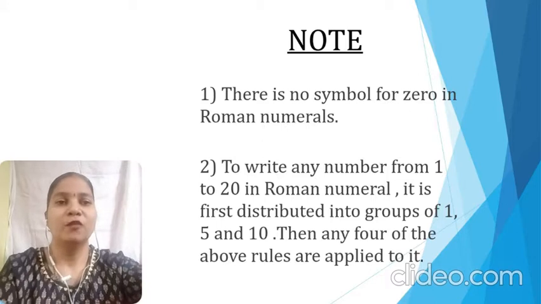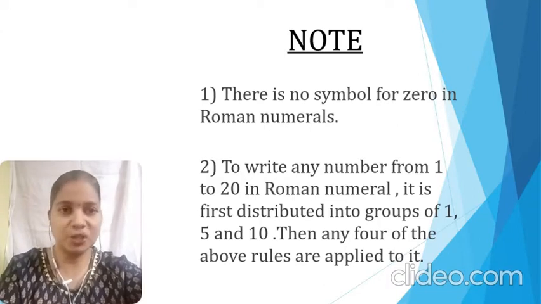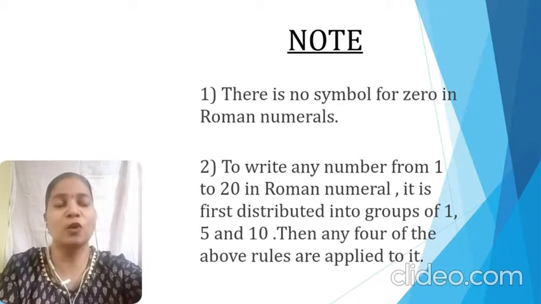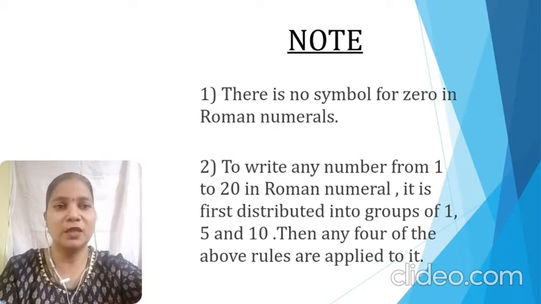Note, first, there is no symbol for 0 in Roman numerals. In Hindi, Marathi and English, how do we write 0? We write 0 just like an oval shape. But in Roman numerals, there is no symbol for 0.